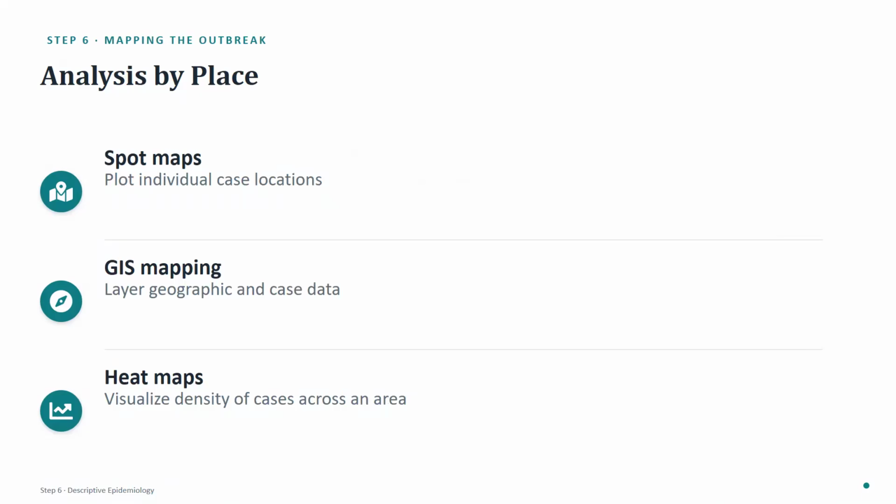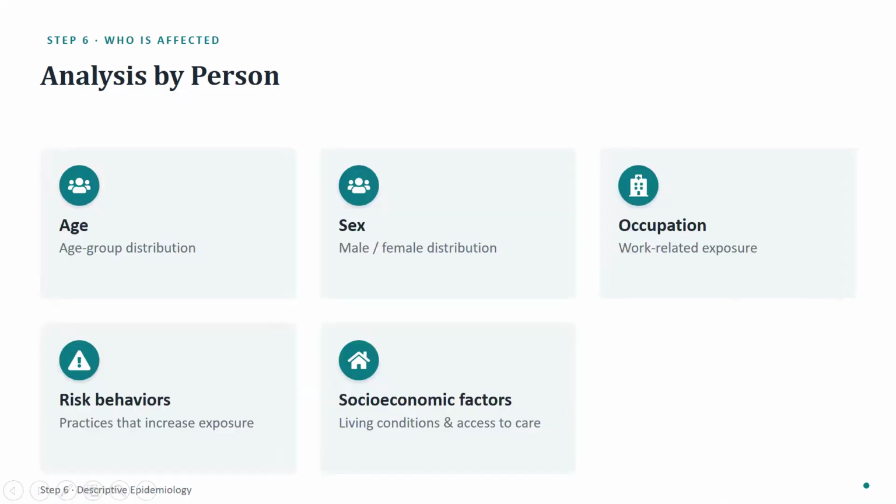So analysis by place, we spot the maps, we plot the individual case locations, and GIS mapping can be done to layer the geographic and case data. Heat maps can be made to visualize the density of cases across an area. Then analysis by person, we mention their age, their gender, their occupation, their risk behaviors, and the socioeconomic factors.